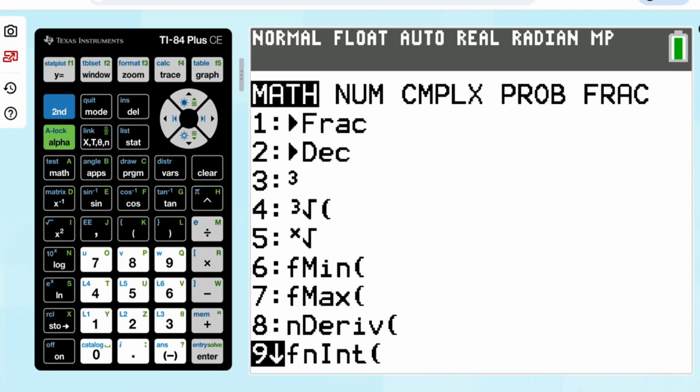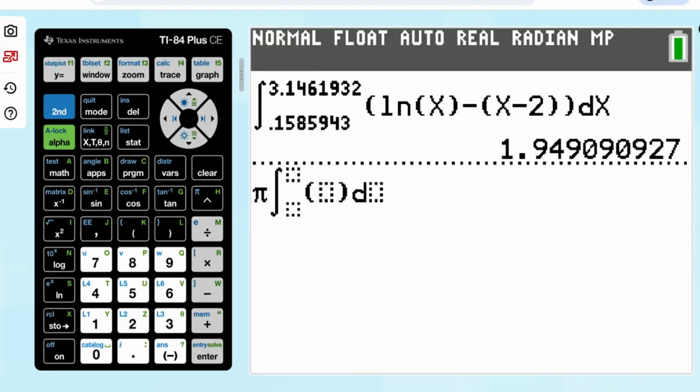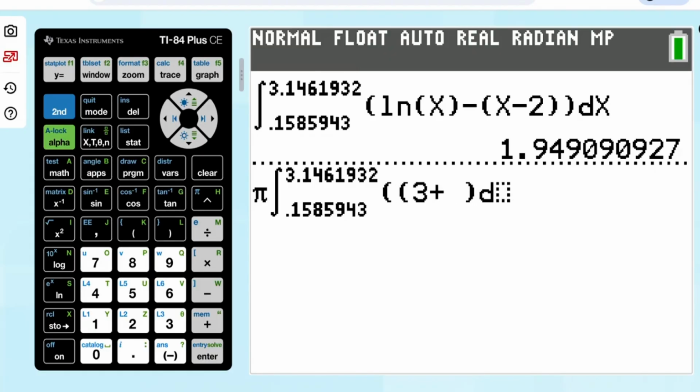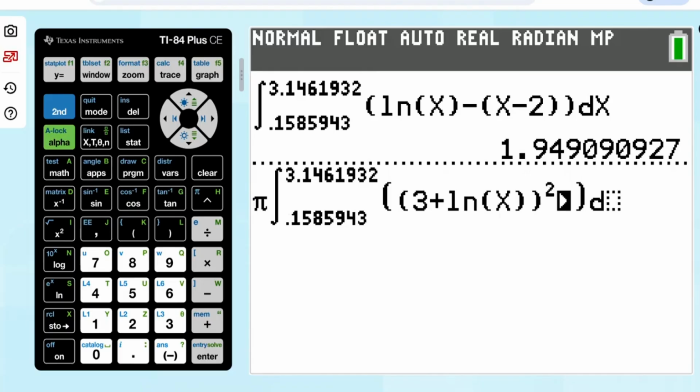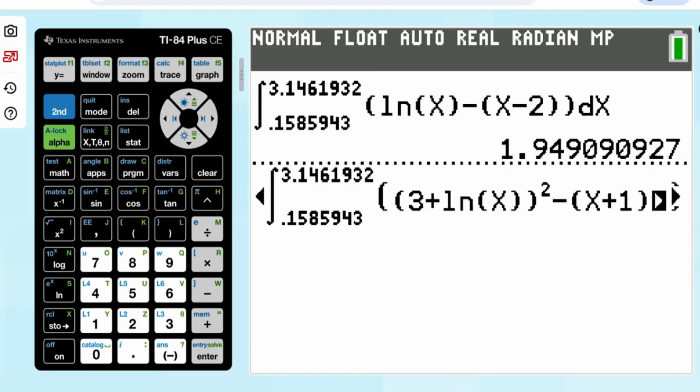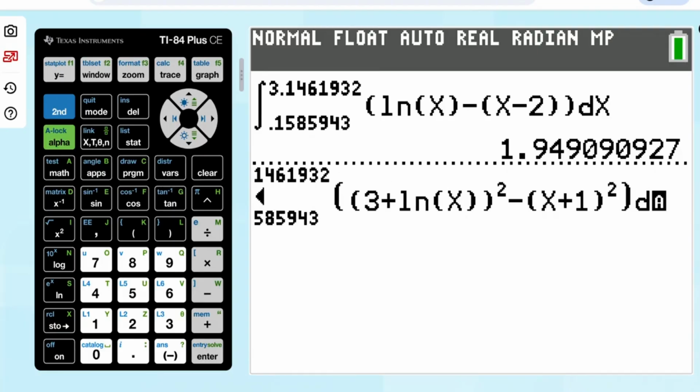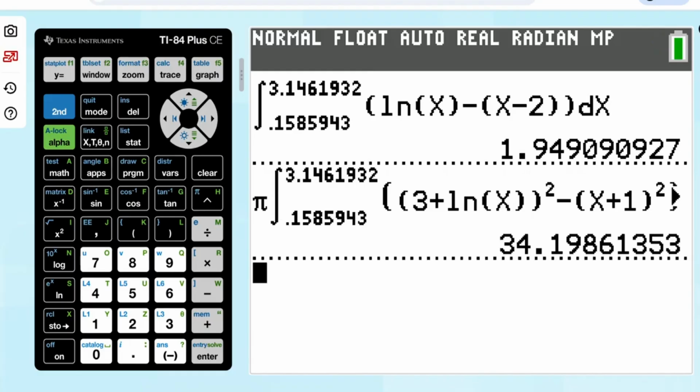Then it's math option 9. You don't have to scroll down, you can just hit the 9. And our limits here were 0.1585943 and 3.146192. And our first radius there, we'll put it in parentheses, it was 3 plus the natural log of x. And we need to square that. And then we'll subtract the other radius, which was x plus 1. And we'll square that. We'll throw our dx out at the end. And our calculator tells us that is 34.199.